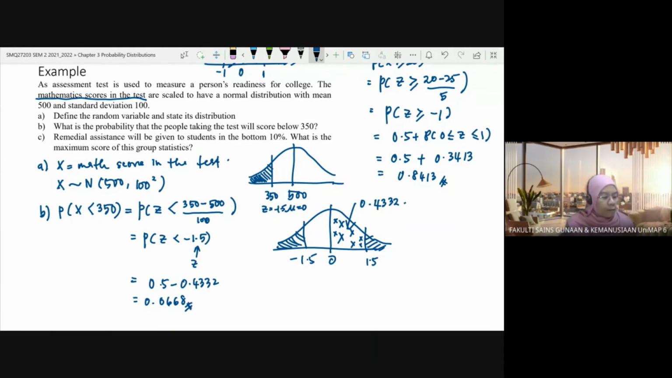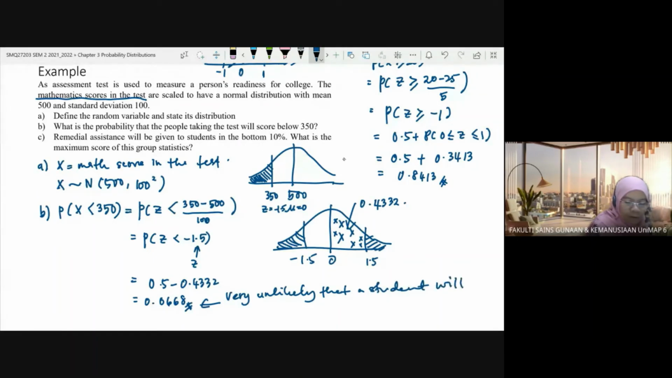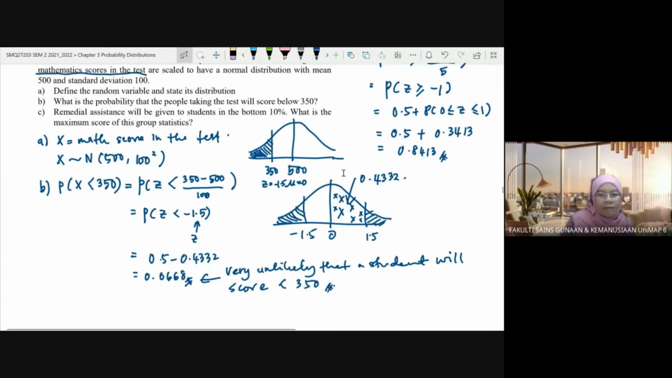Okay. What if you are being asked in terms of how likely that a student will score less than 350? How likely? Very unlikely, that a student will score less than 350. So that's how we interpret the probability value.